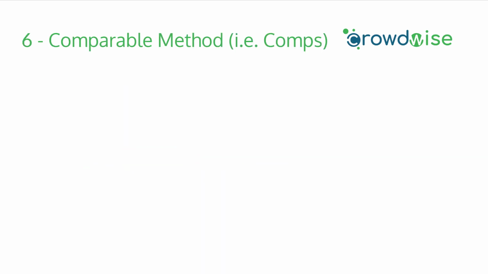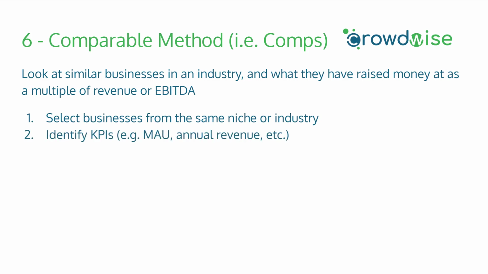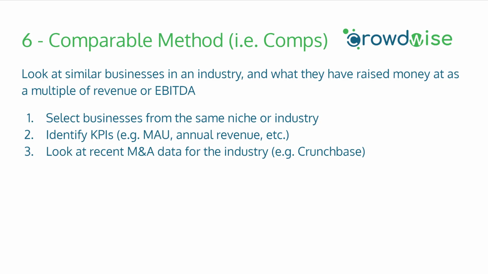The next method is comparable method, or comps. It involves looking at similar businesses in an industry or region and what they have raised money at as a multiple of certain KPIs, key performance indicators. Typically that's revenue or earnings, or perhaps something like daily or monthly active users. The steps include select businesses from the same niche or industry, identify your KPIs, for example, maybe it's monthly active users or annual revenue. Then look at recent M&A data for the industry, for example from Crunchbase, and get some valuations from some of those sample businesses.